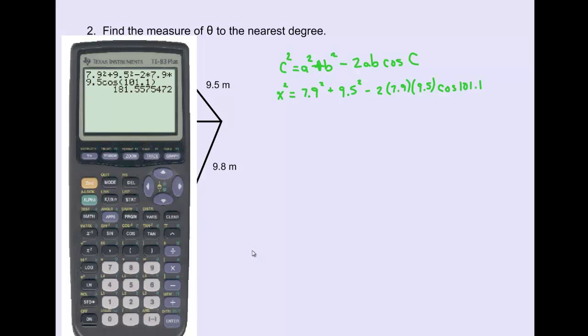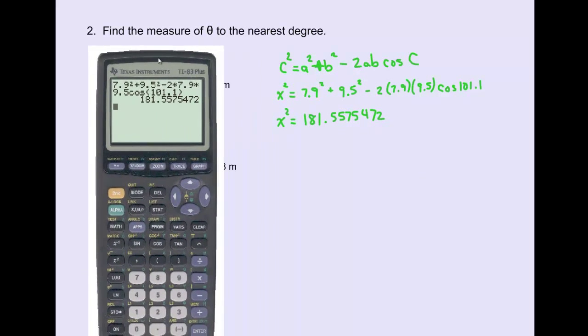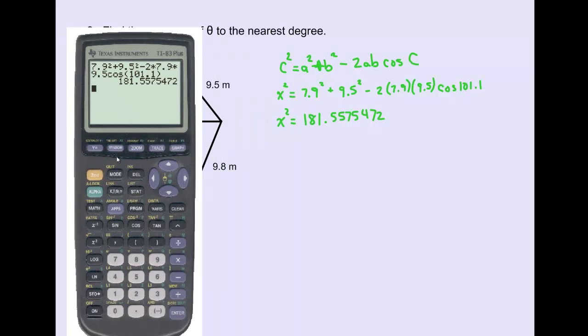And so we get this giant number, 181.5575472. This isn't my final answer, so I'm going to want to keep as many of these decimal places as possible. So x squared is equal to 181.5575472. So now when I figure out what x is, don't forget this isn't your final answer, and it should seem reasonable. All my other sides were really small numbers. 181 would not be reasonable. So make sure you take the square root of this number. So we're going to take the square root of my answer here.